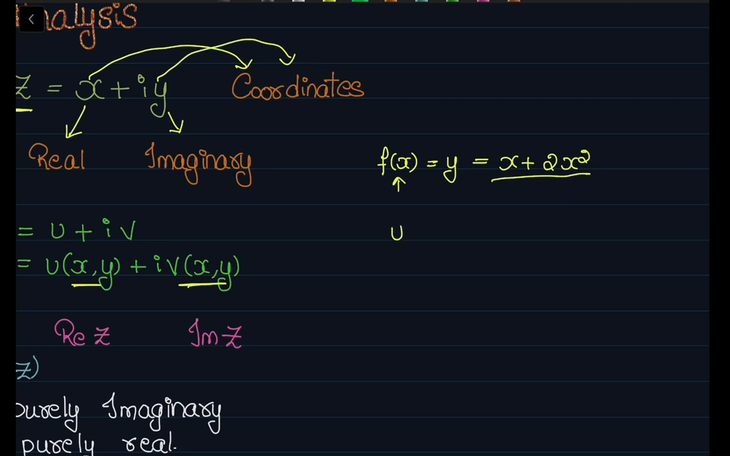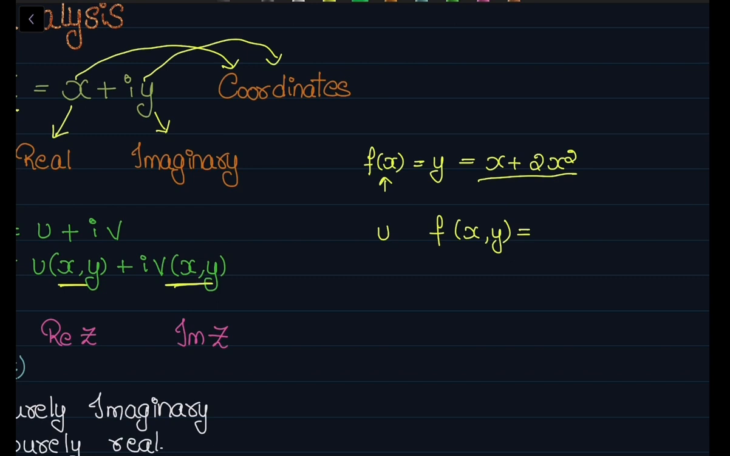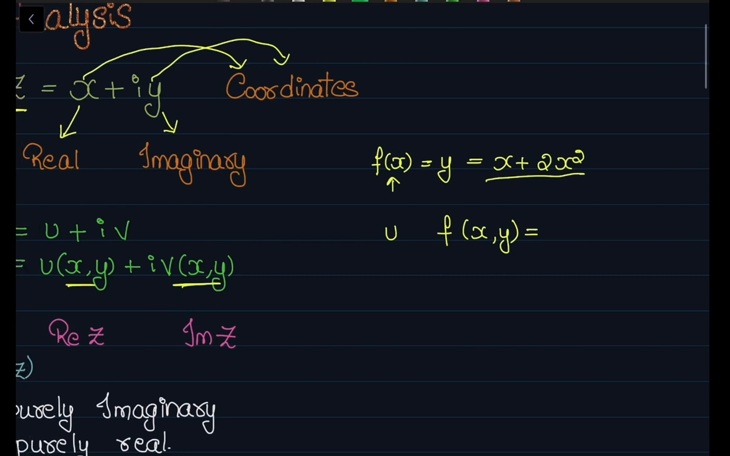Suppose I am writing f of x comma y. Function of x comma y means I have an equation in which I have the variables x and y. Suppose my equation would be 2x cube plus 3y square. This is my equation. If I am talking about the u of xy, it means you write it just like this, that is u of xy.